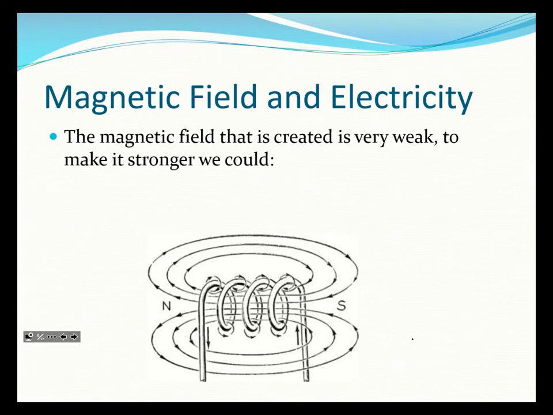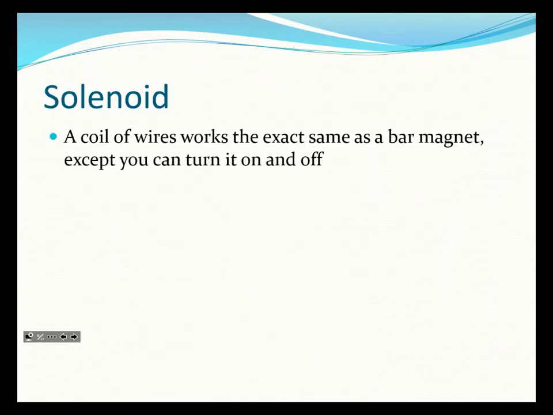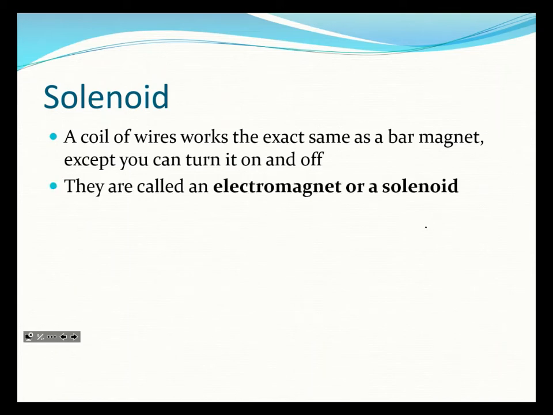So if you just have one wire, the magnetic field is really weak. To make things stronger, we can make more loops, because every loop has its own magnetic field. So the more loops we have, the stronger it is. We can either increase the current running through the wire, which makes it hot, or we can wrap more coils around the wire, and we create something called a solenoid or an electromagnet. A coil of wires works the exact same as a bar magnet, except you can turn it on and off. So it's called a solenoid or an electromagnet.